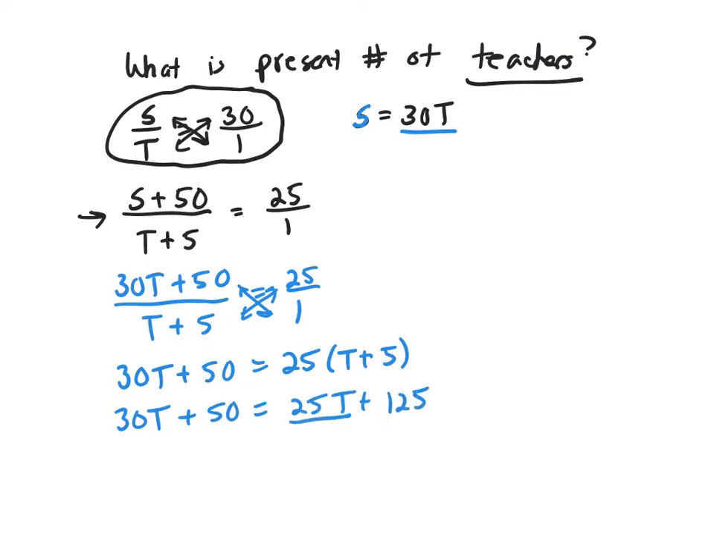And let's subtract 25T from both sides, and that gives me 5T equals, subtract 50 from both sides, and that gives me 75. Now divide both sides by 5, and that will give me T equals 15.